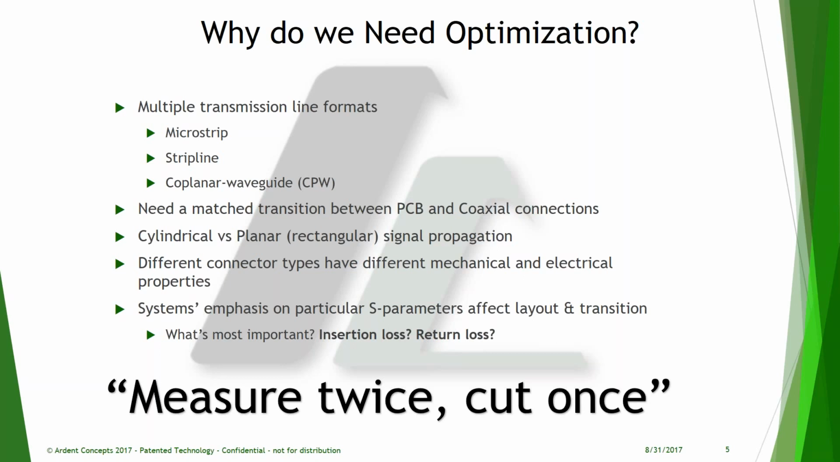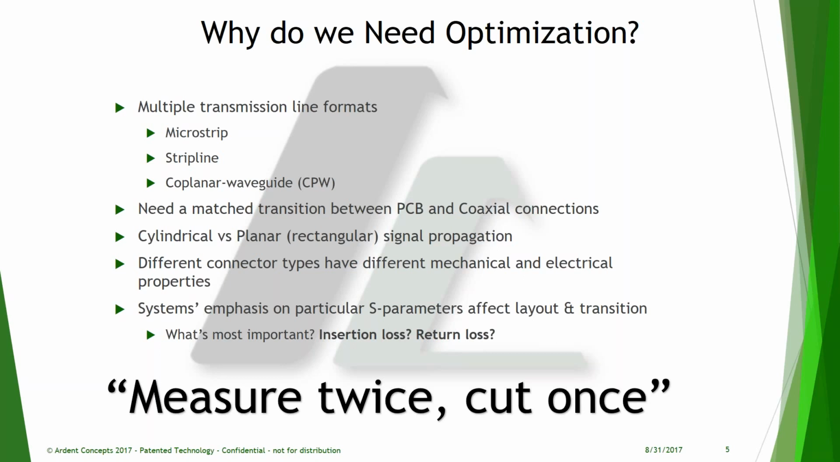A lot of times when we're dealing with different types of connectors interfacing to a PCB, we need to ensure that we have matched impedance between the connector and the PCB. So we're trying to make sure that we can really well control that transition. Not only do we want to look at that transition between the connector and the PCB, but we want to make sure that we're tuning that transmission based on the different types of transmission line format, like microstrip or stripline, or even coplanar waveguide.